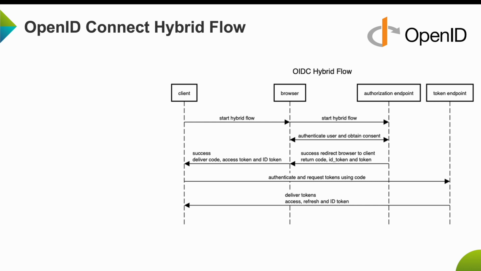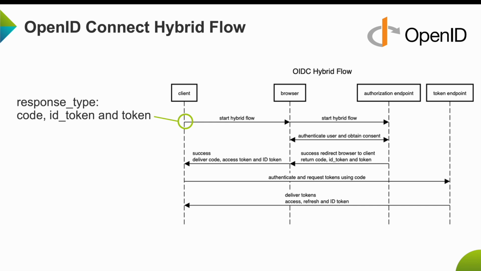Let's go into a little bit more detail. This is a sequence diagram of the hybrid flow. You see the client that needs to receive the tokens, and here the browser, which interacts with the user and does the authentication. And you have the two endpoints: the authorization endpoint for browser interaction and the token endpoint for the client interactions. When you start the flow, there is a parameter response type. We've already had that in the past, but it has new attributes that you can use here.